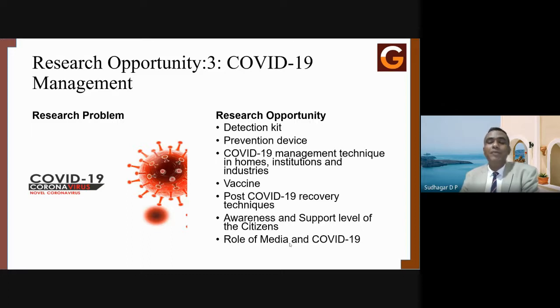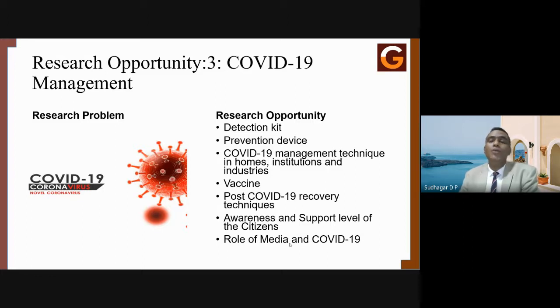Is it possible for you to research on awareness and support level of citizens with regards to COVID-19 management? When the government imposed lockdown, there were a lot of people who actually broke the rule. They came out of the house. They were not maintaining any kind of distance. Even today, there are people who are trying to violate. So is it possible for you to research on understanding how the citizens of this country are supporting the government to manage COVID-19, and how the awareness level is with regards to COVID-19 management?